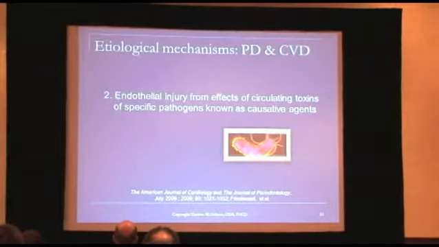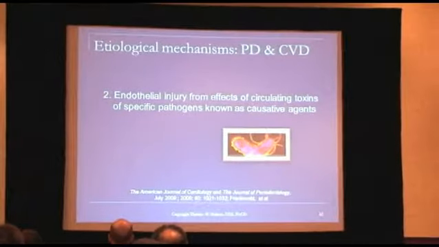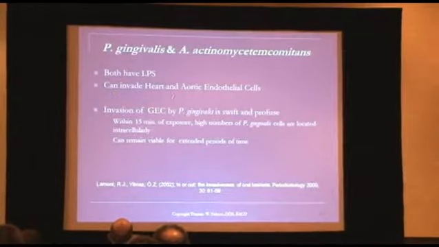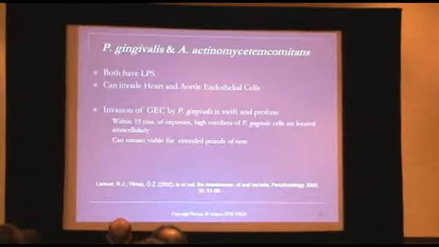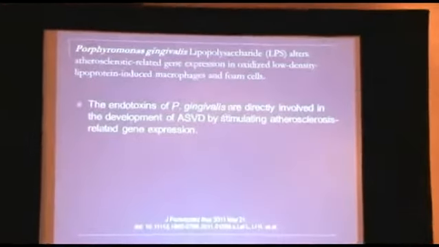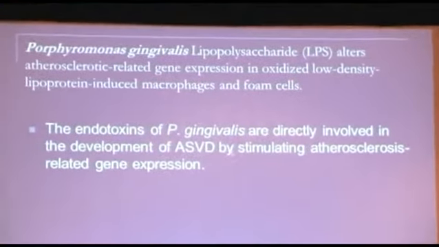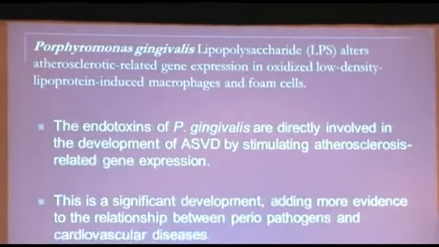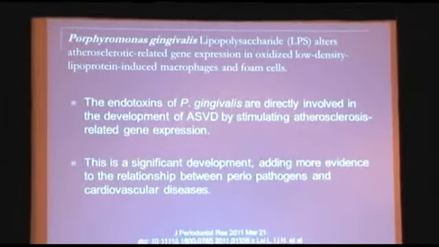The second mechanism that is associated with this process is endothelial injury from the effects of circulating toxins, as was addressed earlier. We know that certain of these microorganisms, particularly A. actinomycetemcomitans and PG, do have the LPS. We also know that both of these microorganisms can invade heart and aortic endothelial cells, and of course that's not a good thing. And we have learned that the endotoxin of P. gingivalis, or the LPS of P. gingivalis, is directly involved in the development of ASVD by stimulating atherosclerosis-related gene expression. And of course, this is significant because it ties periodontal disease to atherosclerosis.